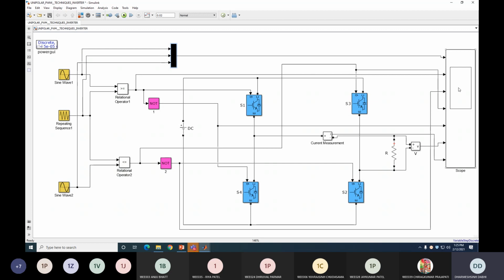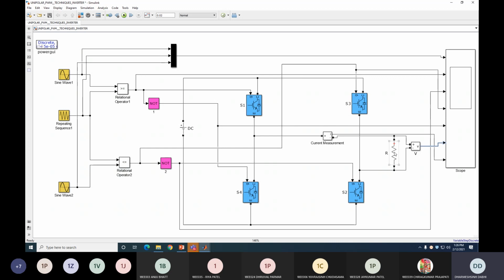Let me see in this code. Second is the gate pulse of switch number 1. It means this one. This is the gate pulse of switch number 1. And then the gate pulse of switch number 2. This is the output of this logical operator, which provides the gate of switch 2. Then the gate pulse of switch number 3 and then the gate pulse of switch number 4. So here I measure all the gate pulses S1, S2, S3 and S4.